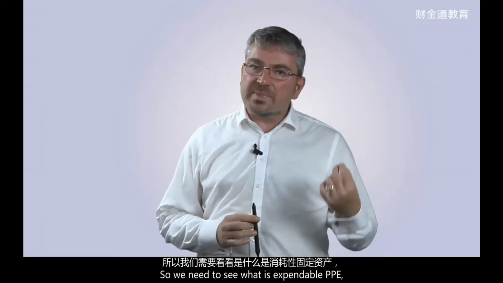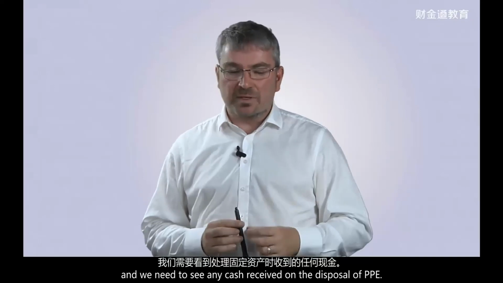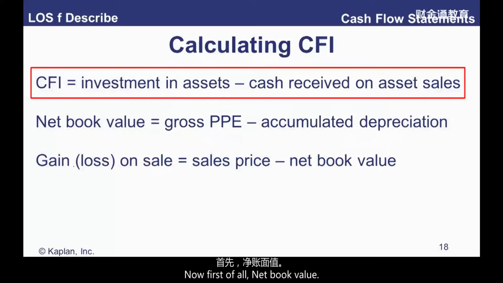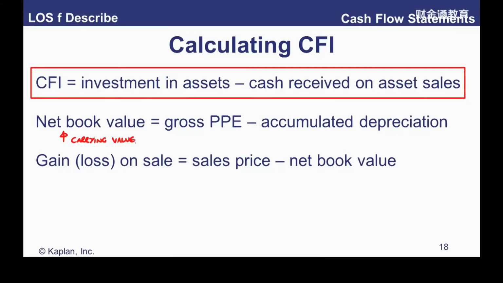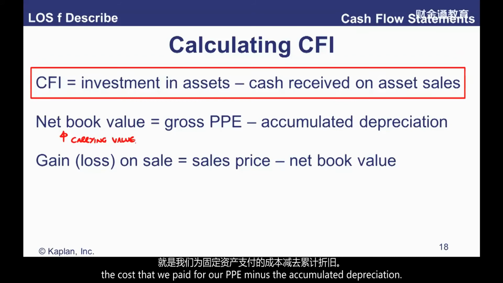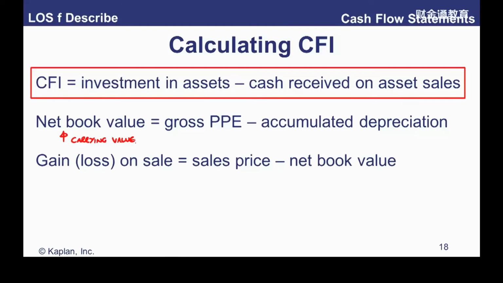So we need to see what has been spent on PP&E, and we need to see any cash received on the disposal of PP&E. Now, first of all, net book value. Net book value is often referred to as carrying value. Remember, carrying value simply means balance sheet value. And it's the gross PP&E, in other words, the cost that we paid for our PP&E minus the accumulated depreciation, the cumulative amount of depreciation that's been expensed to the income statement so far.